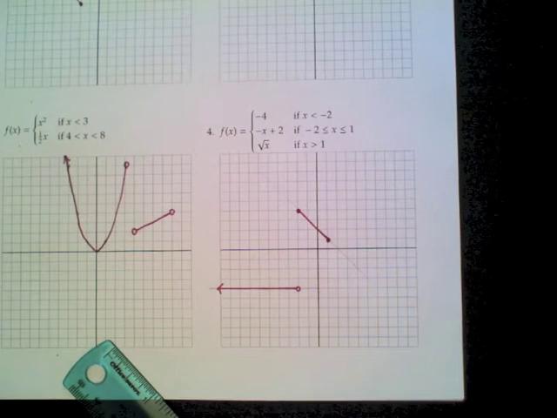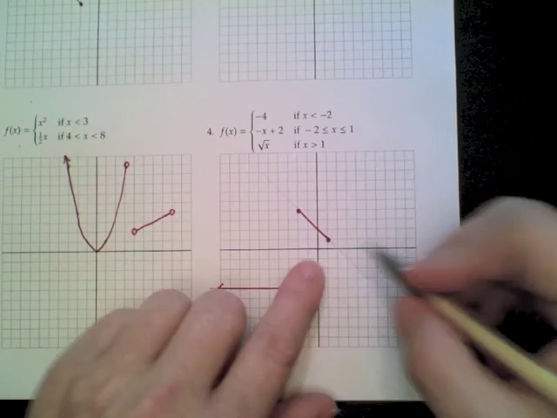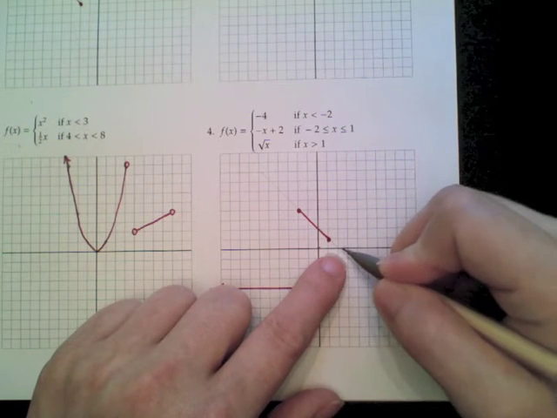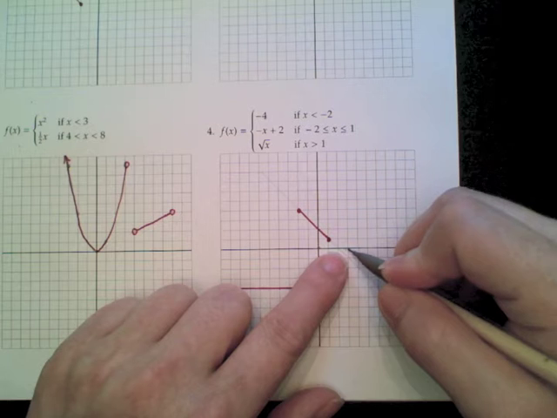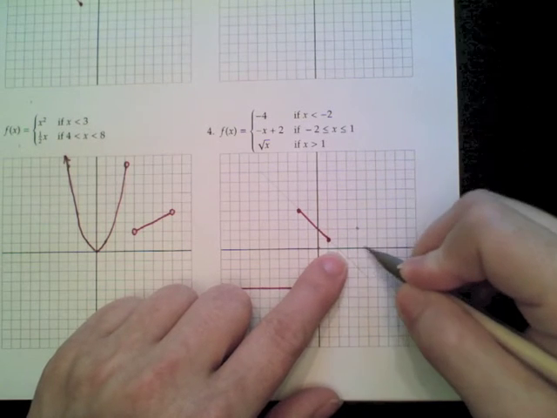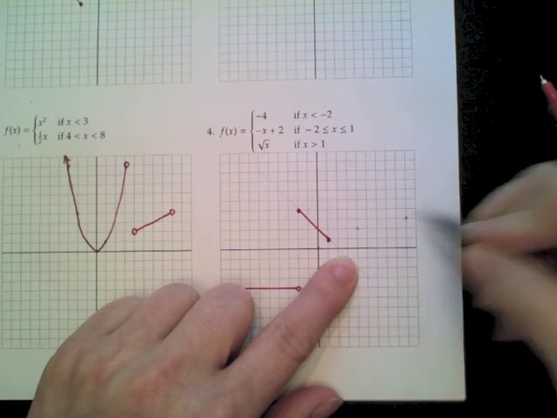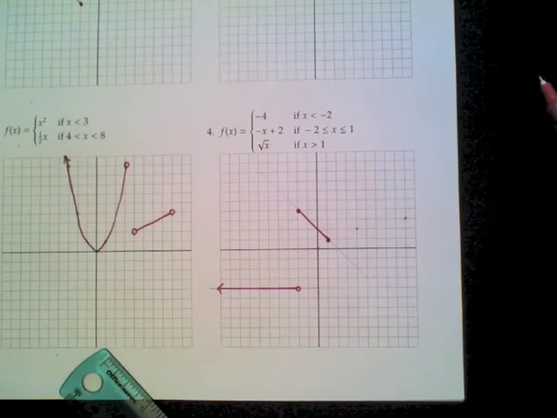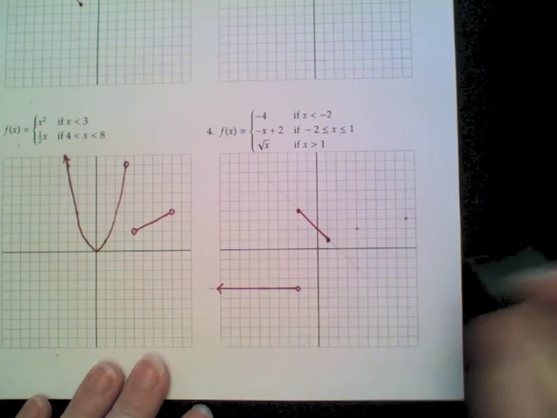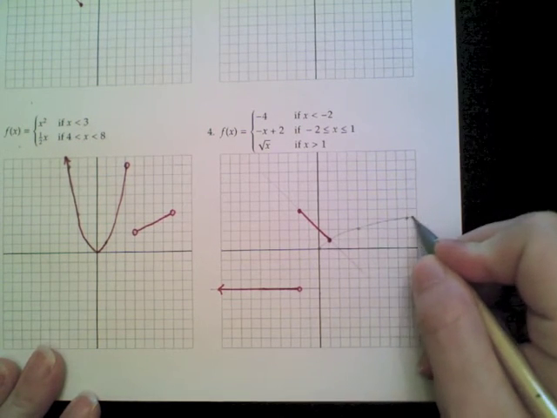And then my last piece is the square root of x. So I'm going to plot some points again to help me graph that. So 0, 0, 1, 1. 4 is the next perfect square. So 4, 2. 9 is a perfect square. Notice that I'm ignoring bunches of points. I'm just picking the ones that have nice points on this graph. I'm picking perfect squares because they have nice square roots. So then I can lightly sketch in this graph.